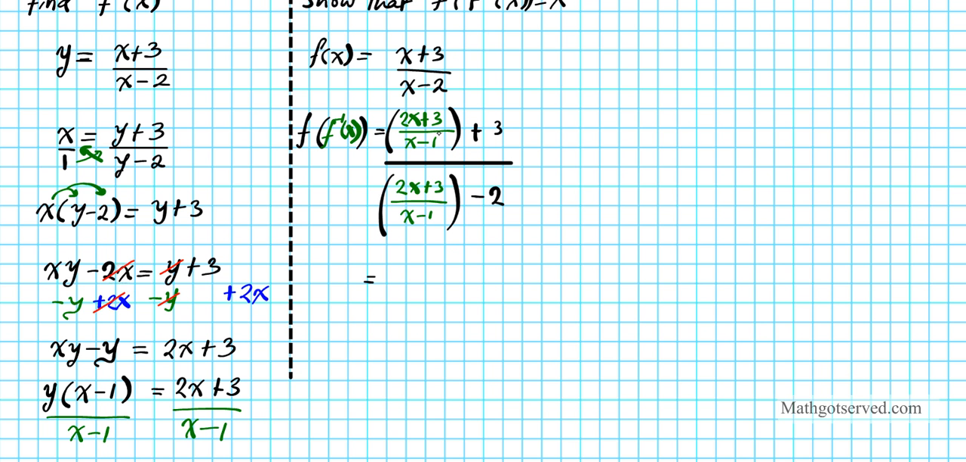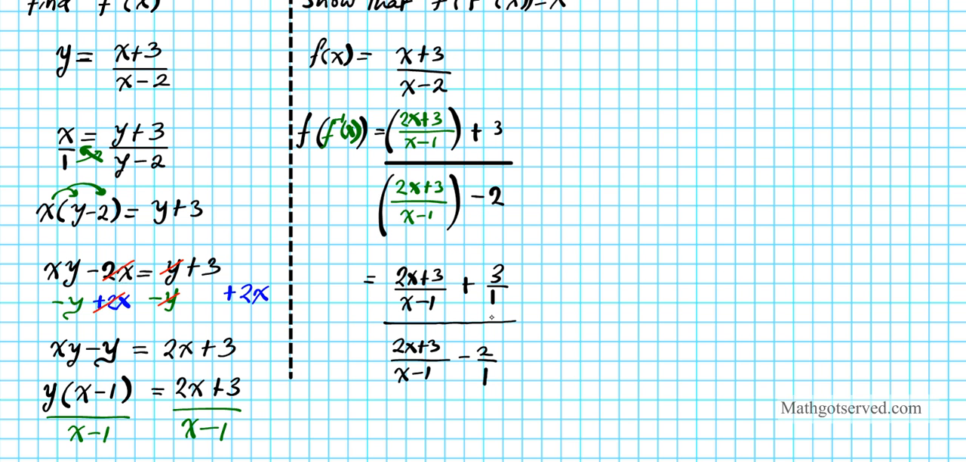I'll rewrite the numerator as 2x plus 3 over x minus 1 plus, since this is a fraction, I'm going to express 3 as a fraction also. So I'm going to write it as 3 over 1. The same story for the denominator. The denominator is going to be 2x plus 3 over x minus 1. So I'm going to write minus 2 here as a fraction also.